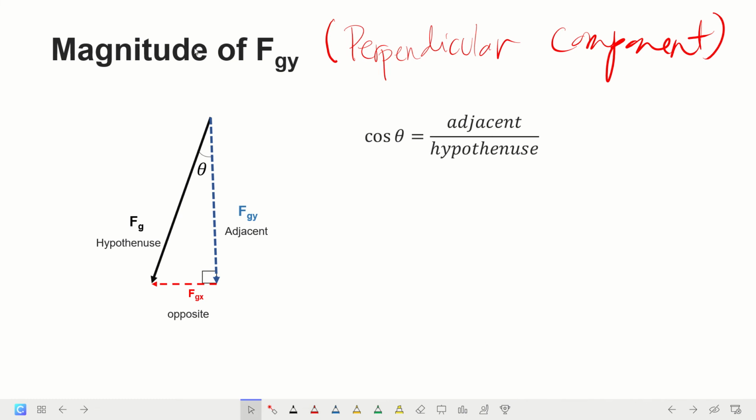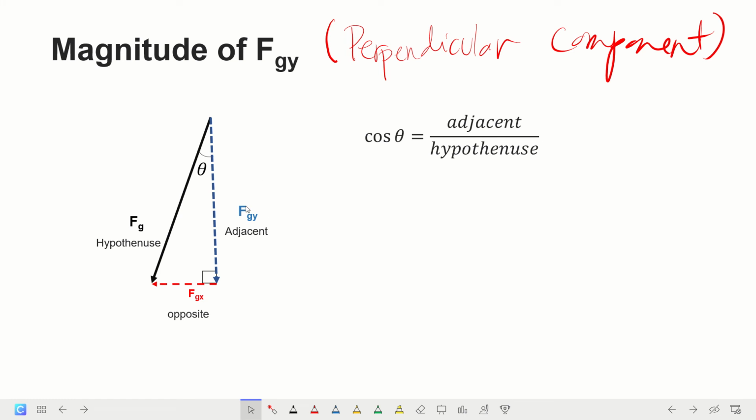Okay, so here, to look for the magnitude of y, we're going to use cosine theta equals adjacent over hypotenuse, because our perpendicular component is the side adjacent to the given angle. In the trigonometric functions, the ones that have adjacent in the equation are the tangent and the cosine theta. Since we want to look for the value of F_g of y, and this is the adjacent side, we're going to use cosine theta. So cosine theta is equal to adjacent divided by the hypotenuse.